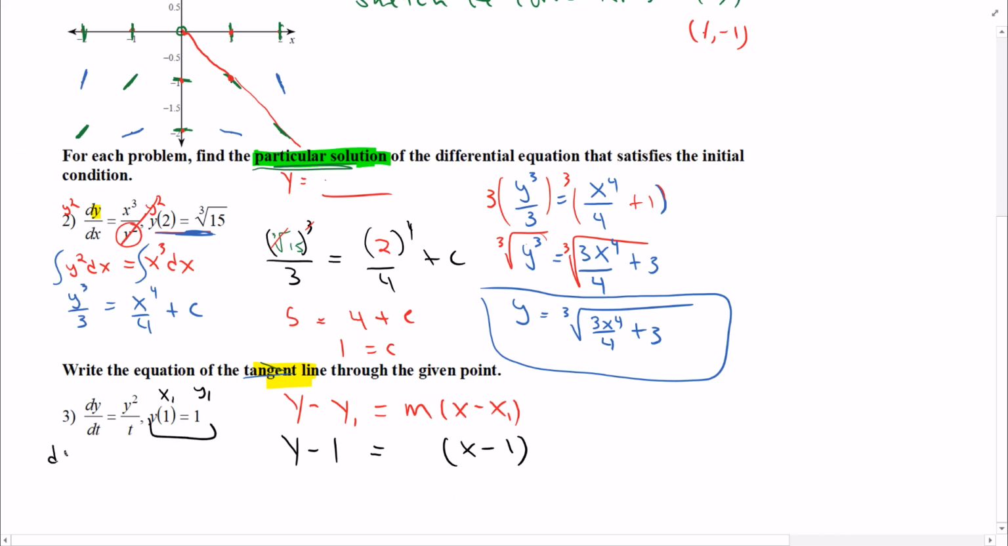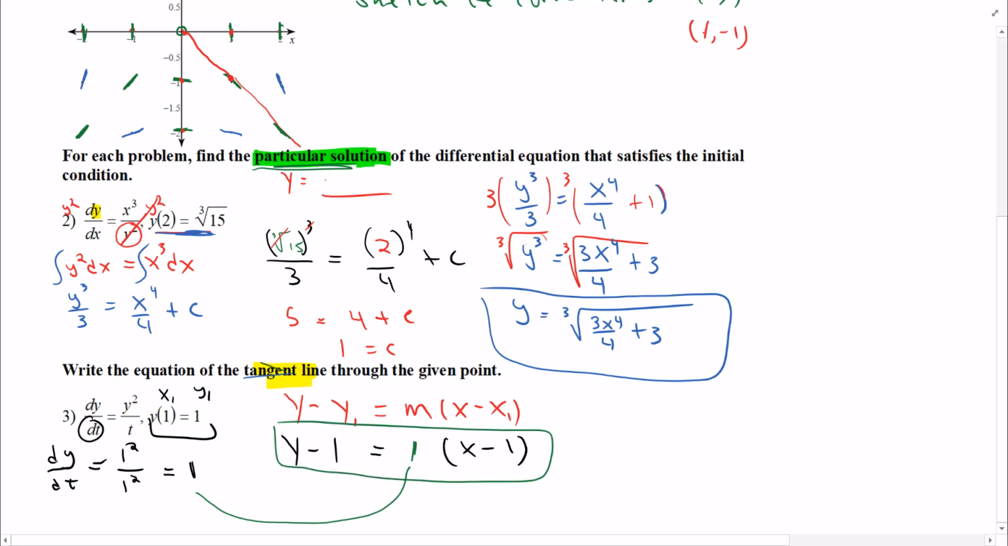So they give us this function. In this case, it should be t's because we're working with the t variable instead of x, but it's not a huge deal. So we're going to plug in 1 for y and 1 for t. And we're going to get 1 over 1, which is 1. So the slope is 1. And this is the equation of the tangent line through that point.